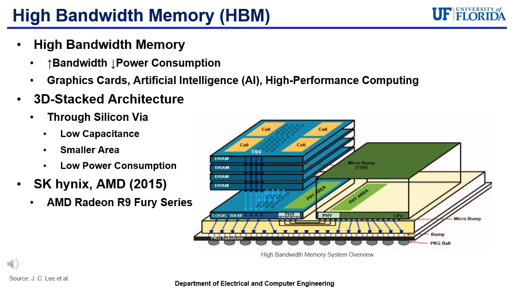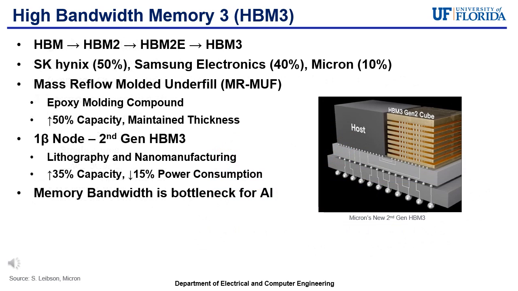SK Hynix is the first company that introduced this technology, with a partnership they did with AMD in 2015. The HBM device was first used commercially on AMD's Radeon R9 Fury series graphics. The newest generation in this line of memory devices is High Bandwidth Memory 3, also known as HBM3. While HBM3 has a 3 after it, it is actually a 4th generation model following HBM, HBM2, and HBM2E.